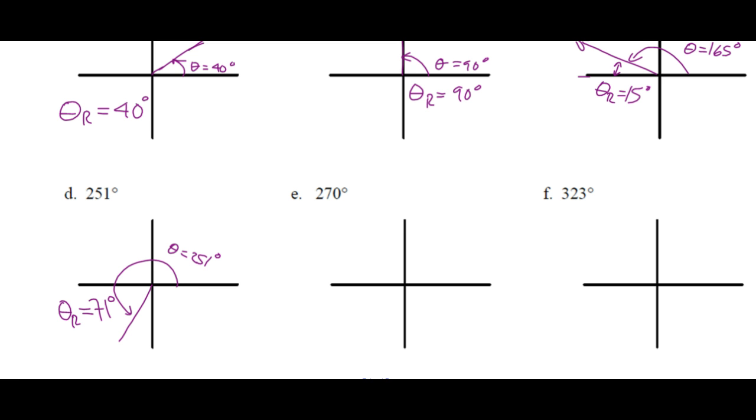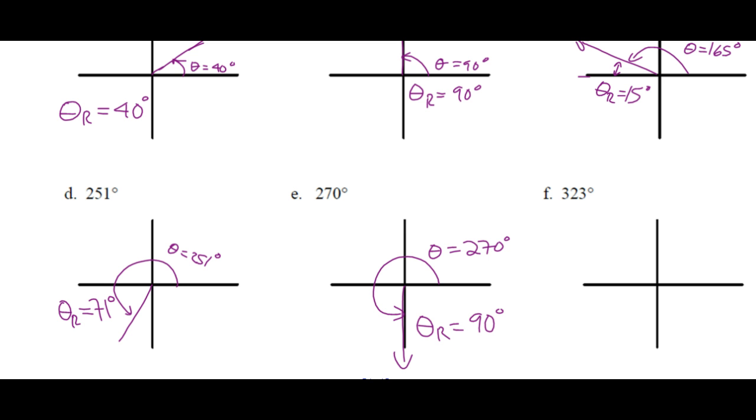270 degrees. Where's that? Yeah, it's the quadrantal angle right here, right? So we're going to draw on top of that. Theta is equal to 270 degrees. What's the reference angle? Yeah, so theta r is 90 degrees, right?